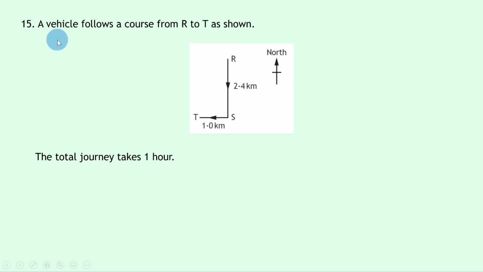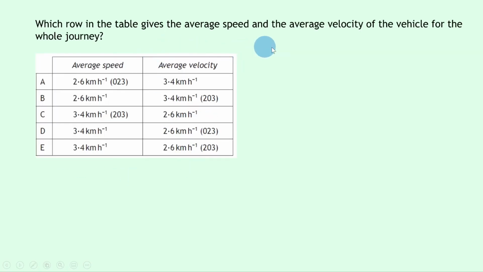Question 15 says a vehicle follows a course from R to T as shown. So the vehicle starts off at R, travels 2.4 kilometers south to reach S, and then travels another 1.0 kilometers west to reach T. The total journey takes 1 hour. Which row in the table gives the average speed and the average velocity of the vehicle for the whole journey?